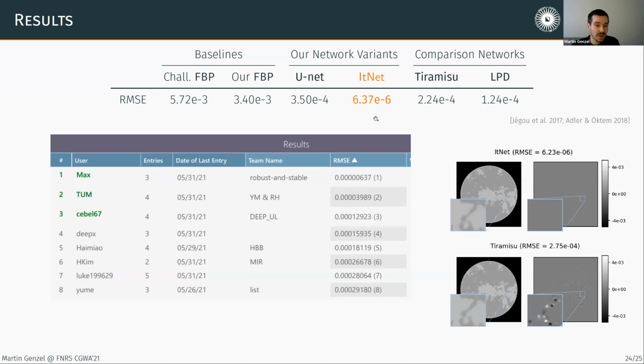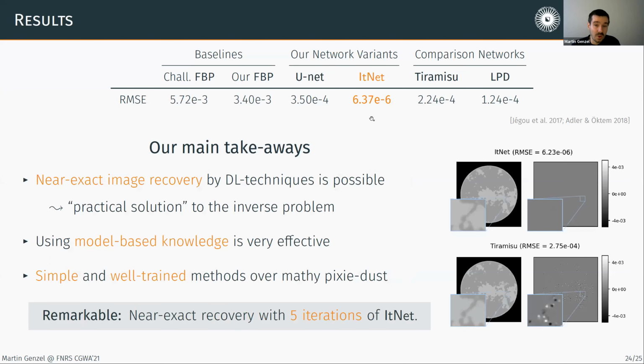That's one thing, but also conceptually, what we were able to conclude is that we can give a positive answer to this accuracy question. It is possible to compute near exact solutions by deep learning techniques. Maybe zero error might be possible in theory, but at least from a practical perspective, we could consider the problem as solved. Model-based knowledge was very important. I hope this became clear.